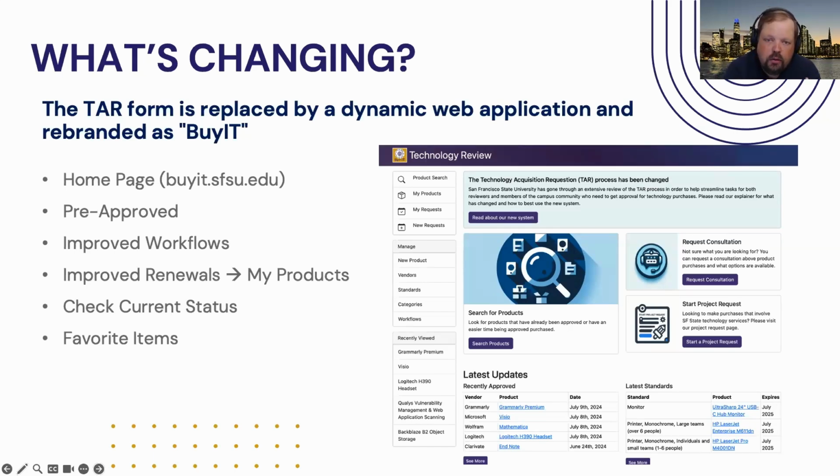We also, in the old workflow, people didn't know where in the process they were. So if they submitted something, it kind of went into the ether, and then they would have had to ask somebody where it was. This process will make it very transparent what step people are in. And then favorites are added, so if you say, hey, I buy these computers fairly frequently, you can select those and use them again as well.